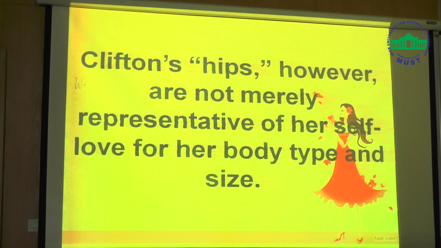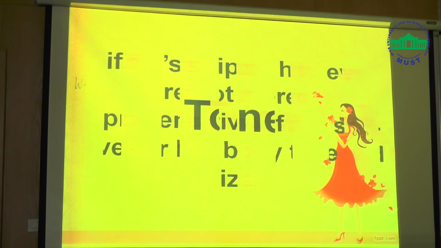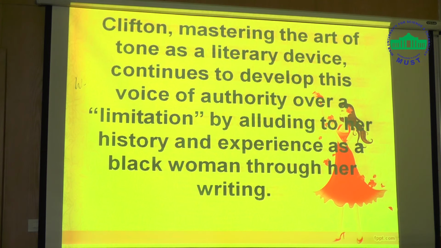So Clifton's hips are not only representative of her self-love for body and shape and size. The tone is, as I said before, rebellious. She is against limitation. She is against imprisonment. She is against confinement. Clifton produces writing that is full of joy and pride, manifested in the use of the exclamation mark in the last line. When she refers to men, to spin a man like a top, she ended the last line with an exclamation mark.